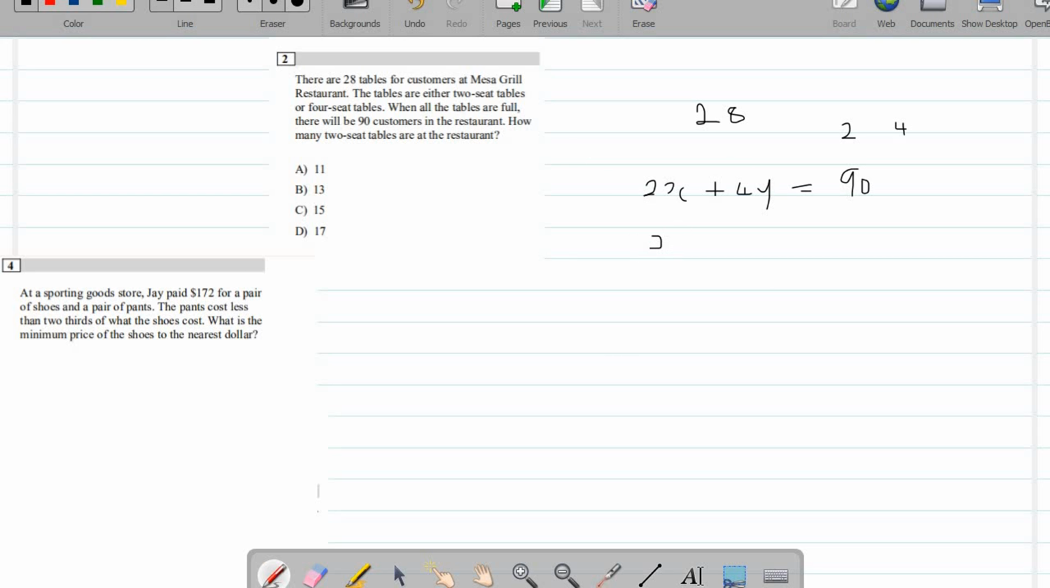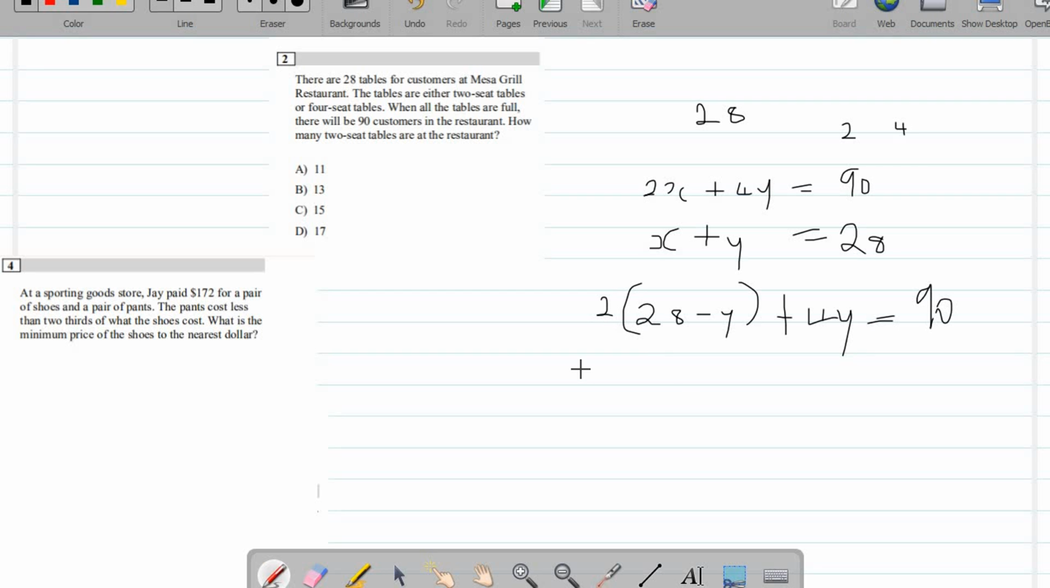But yet we know that the number of 2-seat tables plus the number of 4-seat tables will give you 28. So there are two equations we're making here. We can solve this by elimination, or anyhow we want to solve it. So let's just make x equal to 28 minus y. Let's drop it here. So that's 2 into 28 minus y plus 4y, using the substitution method, equal to 90.